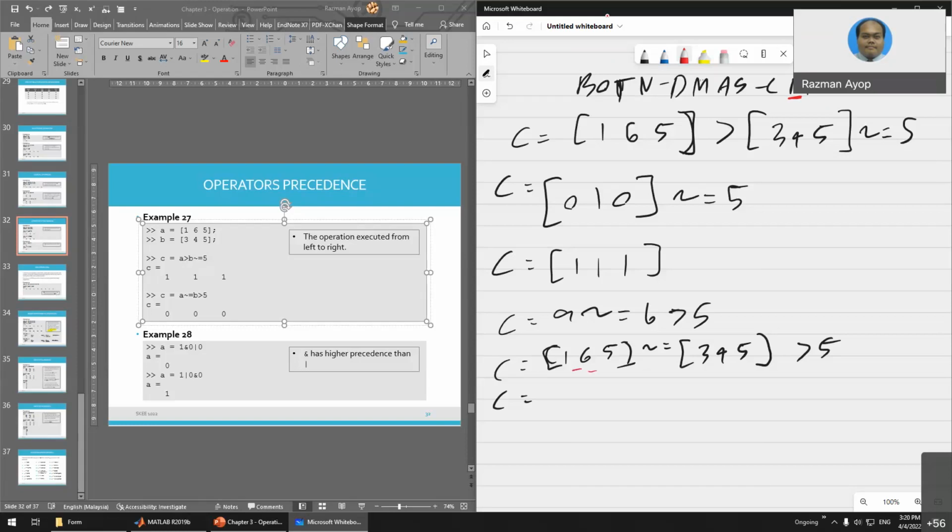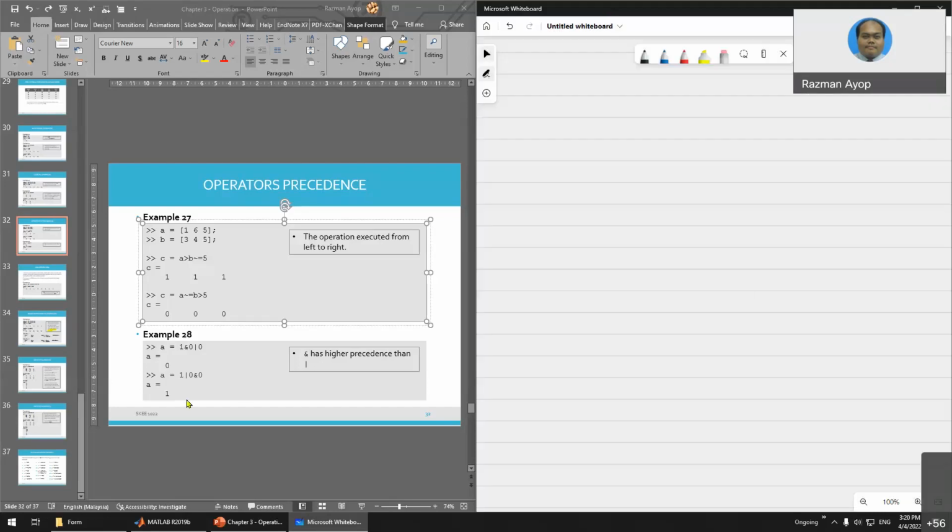So you can see here all are not equal to, so it is correct. It's all not equal. Of course, the last one is the same, so this one is 0. And then it is all more than 5, so this one is wrong. So 0, 0, 0. Okay, so that is how you solve example 27. How about example 28?